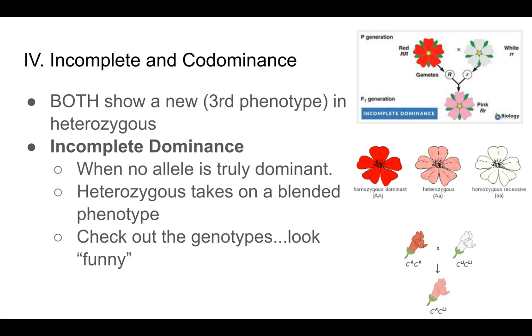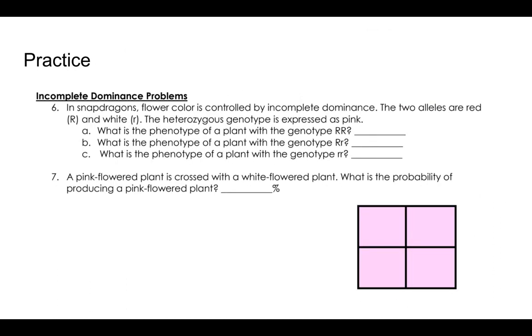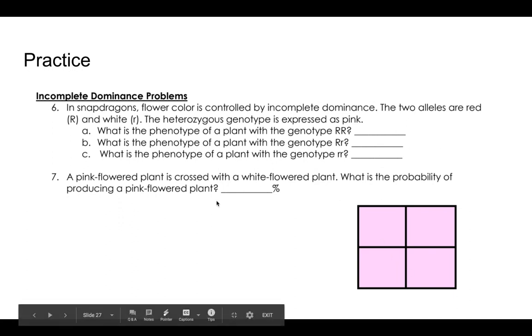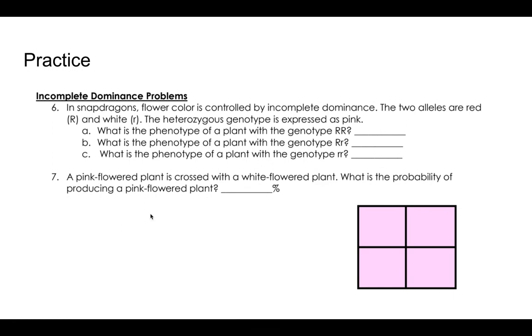Okay, so incomplete dominance, I'm recapping. Incomplete dominance is when no allele is truly dominant over the other, and they kind of mix together in the heterozygote. Now let's shift for a second to the practice sheet that you have and actually hop down, because incomplete dominance is the second set of questions. So hop down to number 6 on this practice sheet.